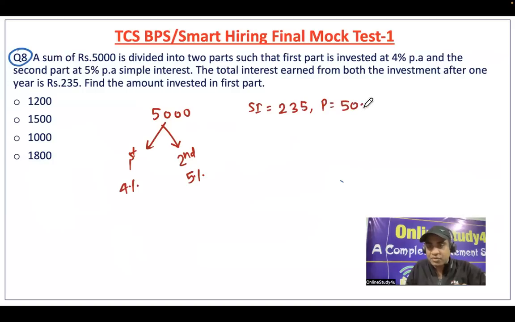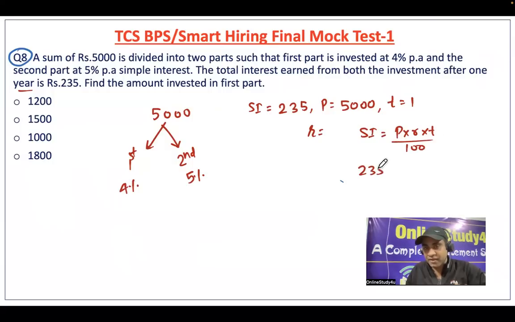Principal here is 5,000 rupees. Time here is 1 year. What they're telling is the total interest after 1 year. So let us first calculate the rate. Simple interest is equal to PRT by 100. Simple interest is 235. Principal is 5,000. Rate we have to calculate. Time is 1, divided by 100. So rate will become 4.7%.